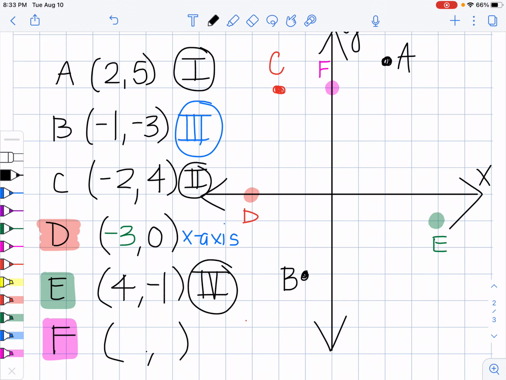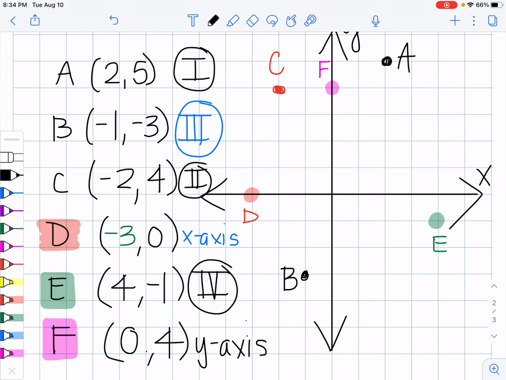And last but not least, F. I start at my origin, 0, 0. I don't move any right or left, but I go up. 1, 2, 3, 4. So I don't move any right or left, no x's, and I go up 4. Up is positive. Okay, which quadrant am I in? I'm not in 1 and I'm not in 2, but I am on this line, and this line is which axis? The y-axis.